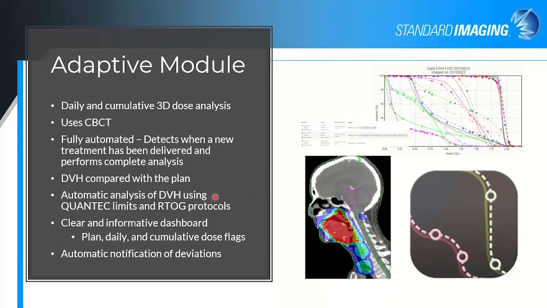As well, we have automatic analysis of DVH using the Quantec and RTOG protocols so that you can do your plan comparisons. And there's the clear and informative dashboard that I'll show you what the flags look like for that. We don't have the same sorts of chiclets. They're just a little bit different for the adaptive module so that you can differentiate the two. And then we have, of course, automatic notification of deviations as well.